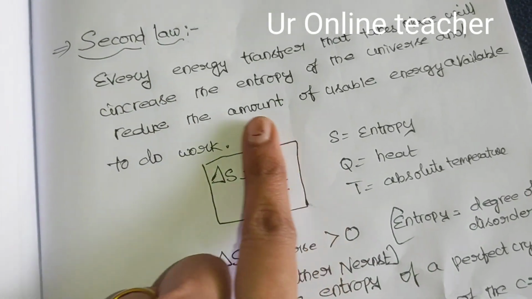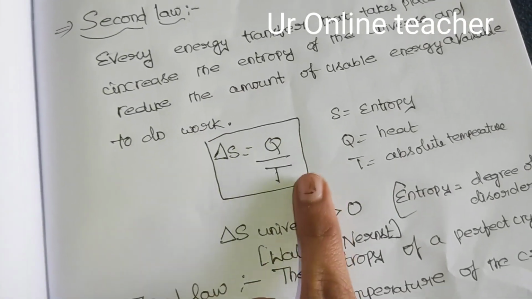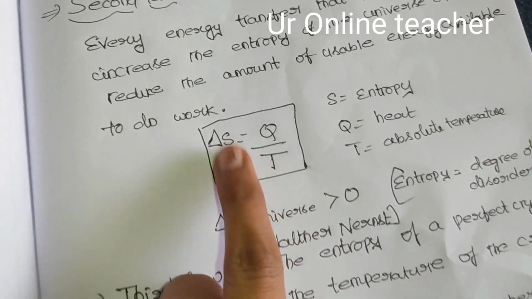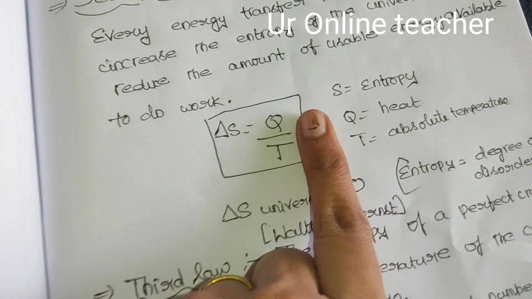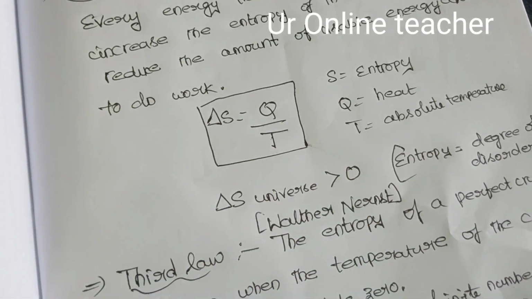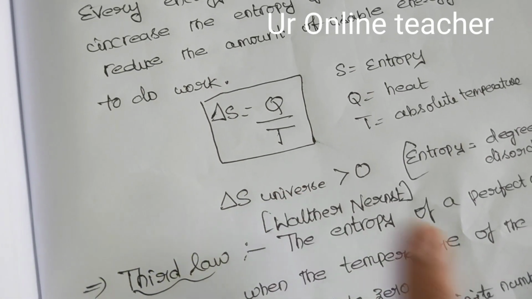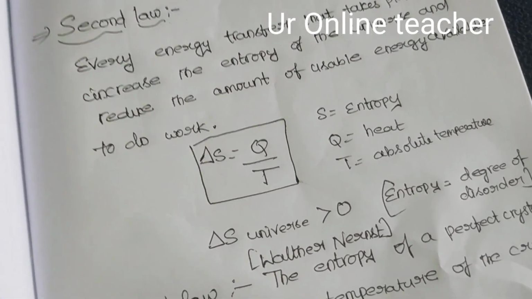This is in equation form: delta S is equal to Q by T. Here S is entropy, the degree of disorder, and it is equal to heat divided by absolute temperature. The delta S, the entropy of the universe, will always be greater than 0, meaning it will be increasing in the universe.